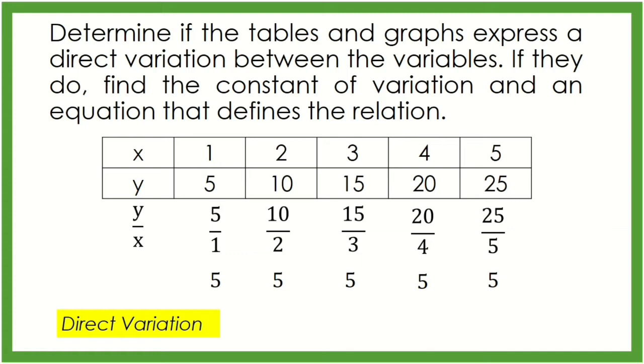Ang constant of variation is the ratio. So, ang nakuha natin is 5. So, that is the value of K. Ano na ngayon yung equation that defines the relation? So, y equals K times x. Y varies directly as x.